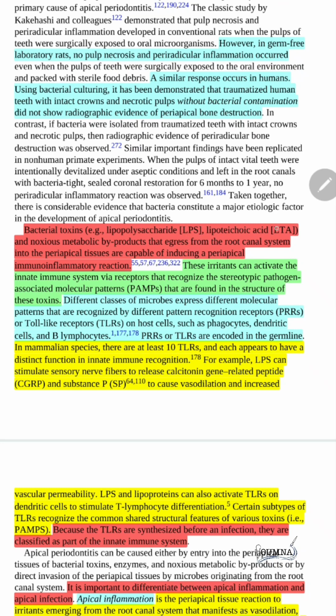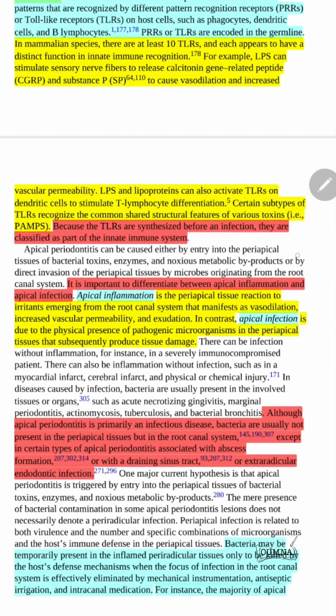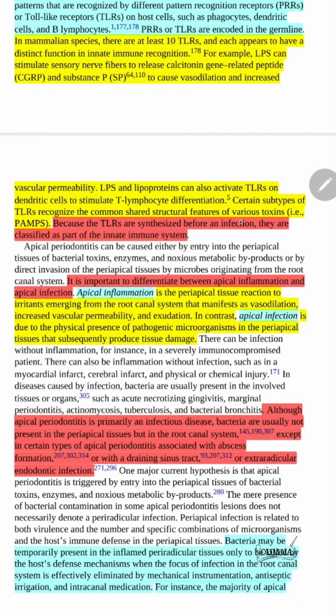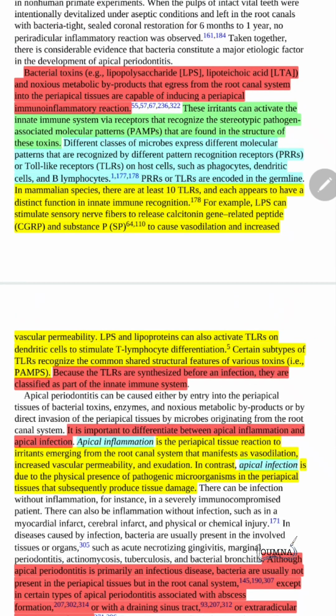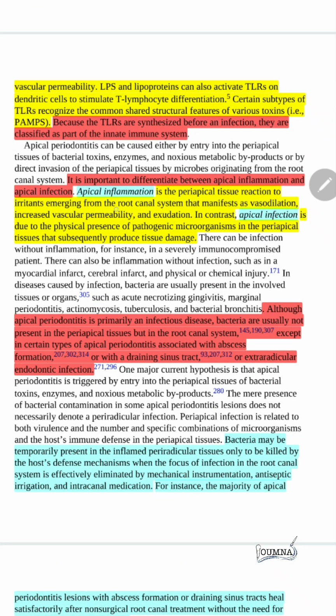The LPS and LTA are recognized by special receptors on the immune cells. They are activated, vasodilation happens, and the cells come to the site and produce inflammation and try to kill and clean the area. In the radiograph, we see this process as a radiolucency around the apical area and a widening of the periodontal ligament. We call this phase the apical inflammation.